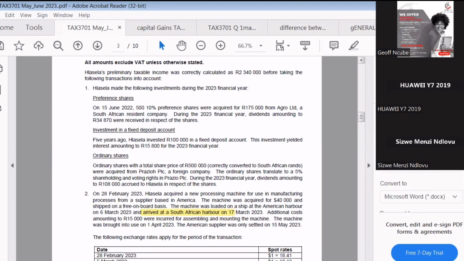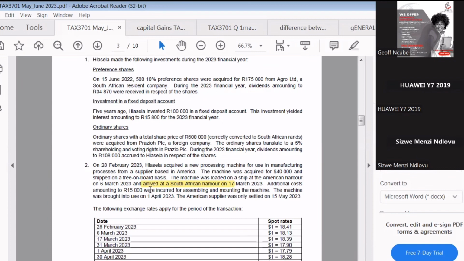So when we're now accounting for this, SARS will say, okay, how much is the cost? The cost is based on the rate on the free on board date. The cost is translated using the rate on free on board date. Sometimes the question will give you the order date. The order date, we don't use it. Ordering something doesn't mean that you're going to get it. We are concentrating on when the freight is on board. Then at that rate, we translate the foreign currency.